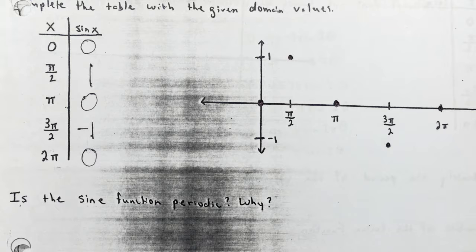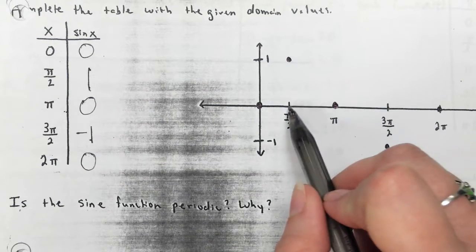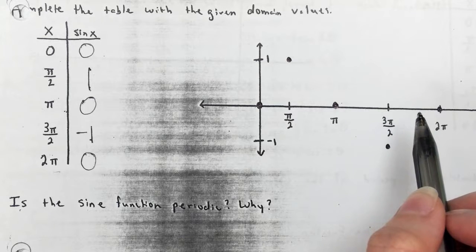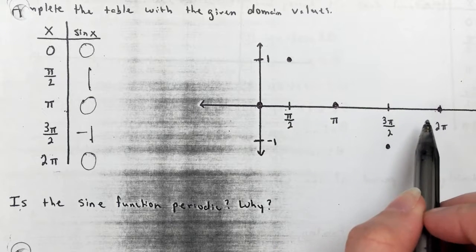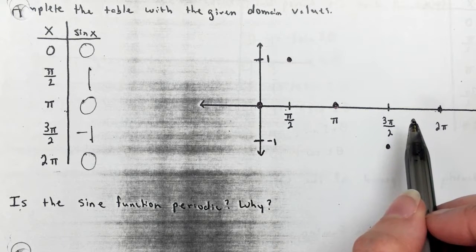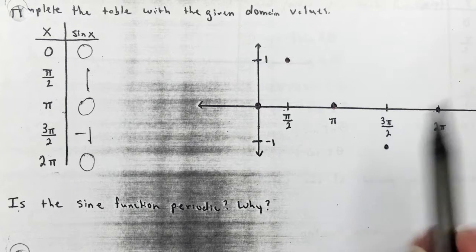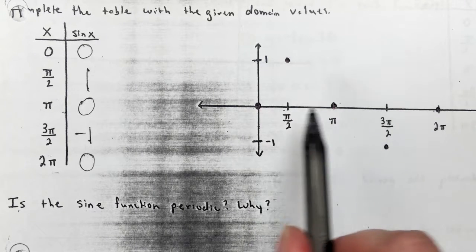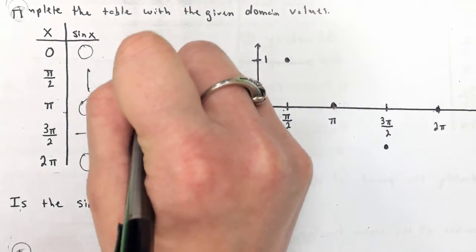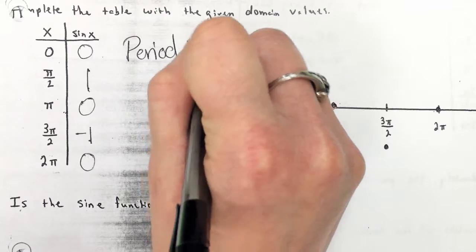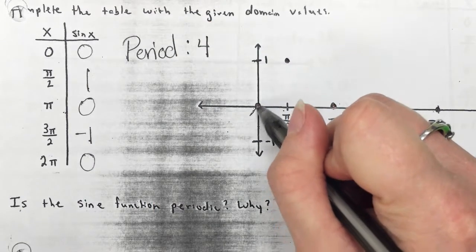So how many tick marks, how many places are on this graph? 4. Not how many points, how many tick marks. There's 4, right? How many points did we plot? 5. Okay, so if there are 4 tick marks, then what is the period of a sine graph? Remember, period was the length that it took to make one cycle. 4. Very good. So the period of a sine graph would be 4, right? That's going to come in handy in just a minute.